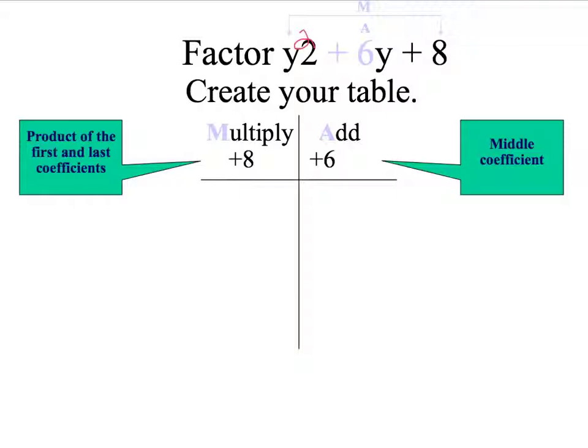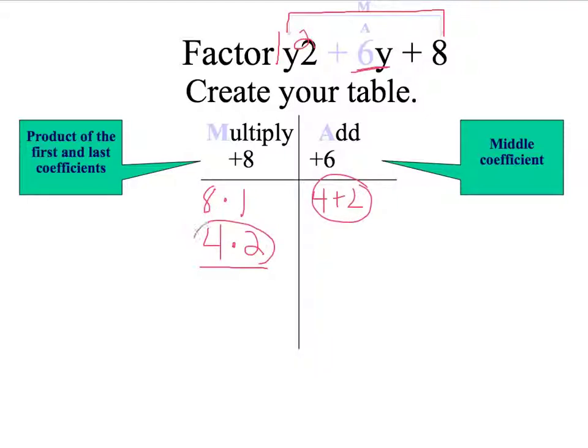The coefficient in front of y squared is 1. So we want to think about two numbers that multiply together to be 1 times 8, which is 8, and two numbers that add together to become 6. It's easier if you first start off with what multiplies to 8. Here I have 8 times 1, 4 times 2. So 4 times 2 equals 8, and 4 plus 2 is equal to 6.